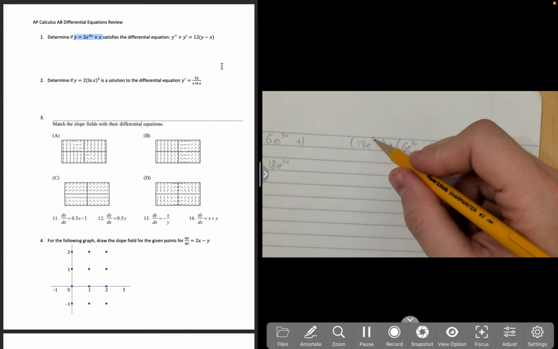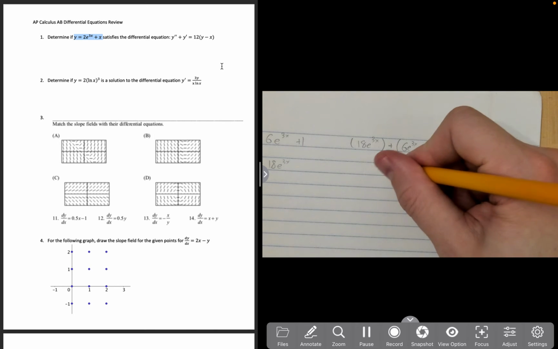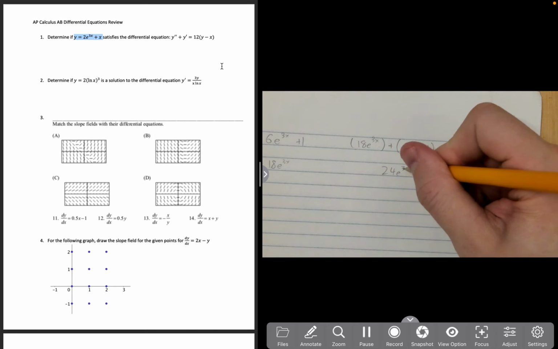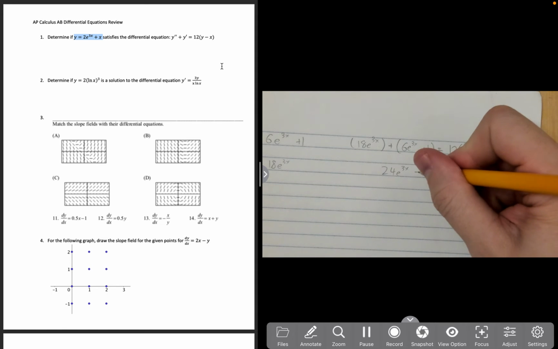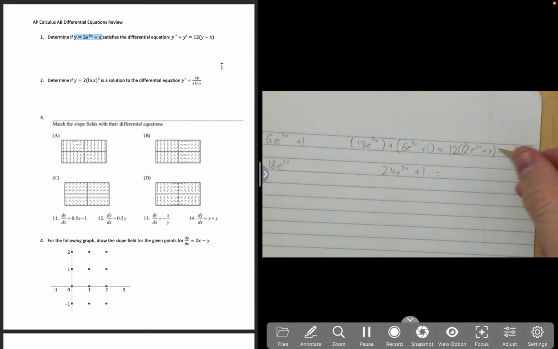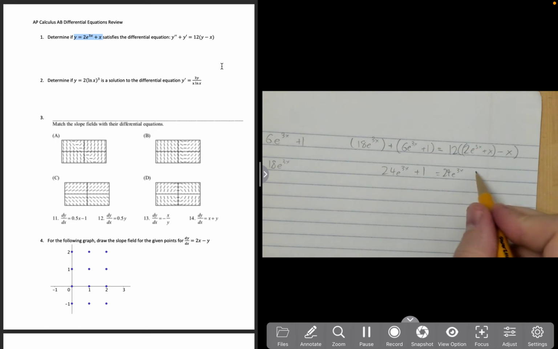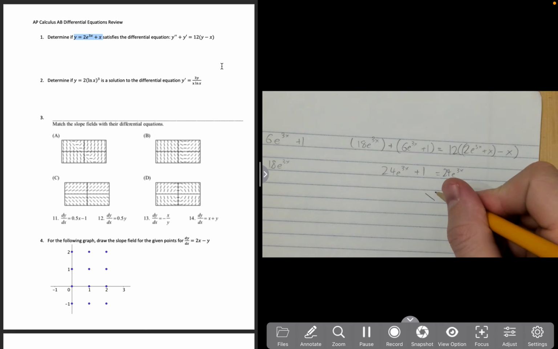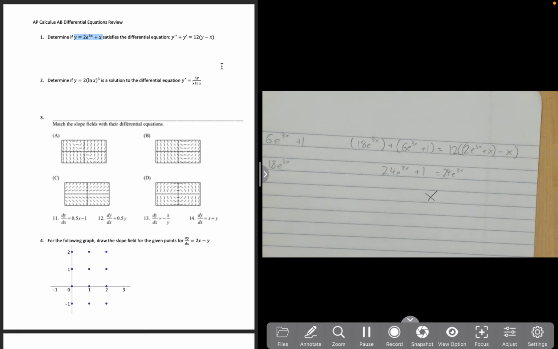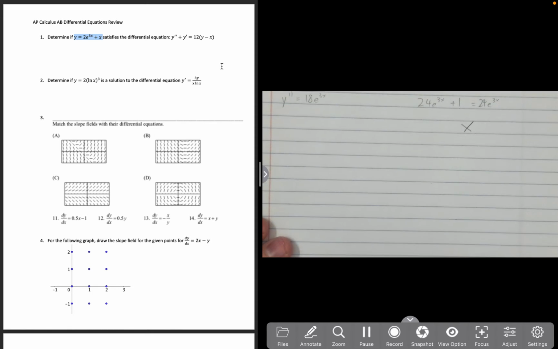First, we have 18 e to the 3x plus 6 e to the 3x, so that's 24 e to the 3x. And then we also have a plus 1. Now this side, your x's cancel. We do get 24 e to the 3x, but we don't have the plus 1, so this is not a solution to our differential equation. And that's all we need to say, not a solution. On to the next one.